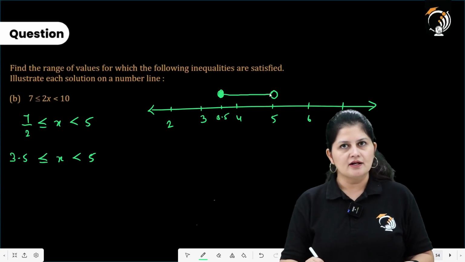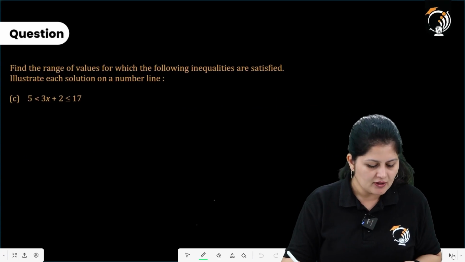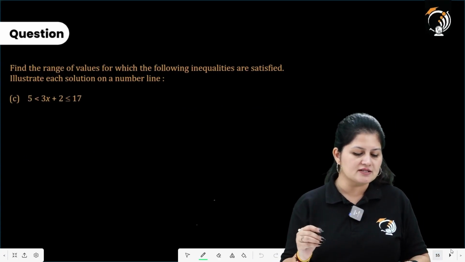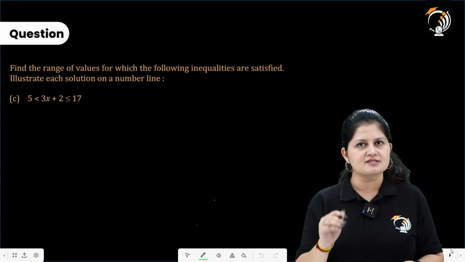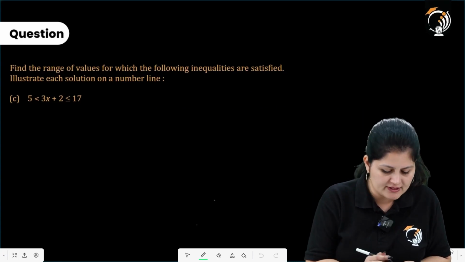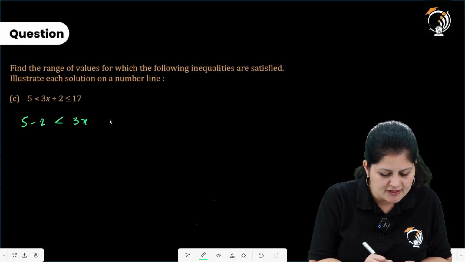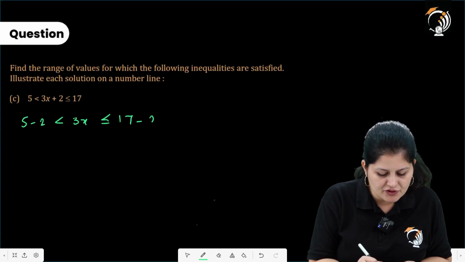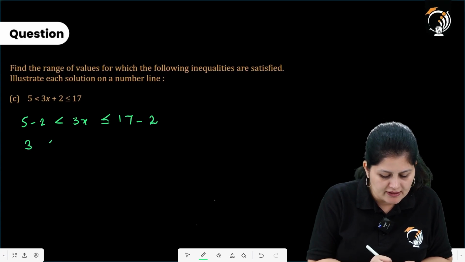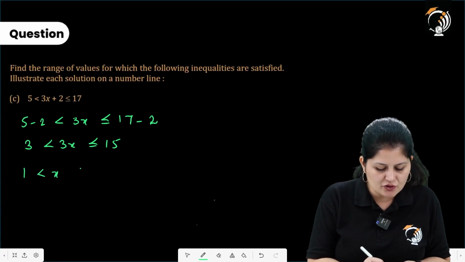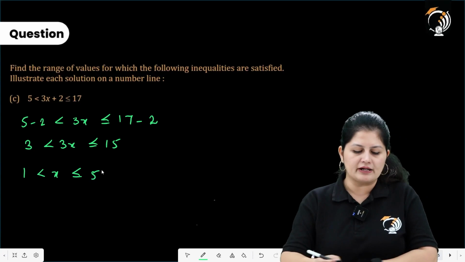Is that clear? Moving to the next question, which says we have 5 less than 3x plus 2 is less than or equal to 17. Firstly, let's subtract 2 on all the sides. So this is going to be 5 minus 2 is less than 3x is less than or equal to 17 minus 2. So this is 3 is less than 3x is less than or equal to 15. Now let's divide by 3 on all the sides, and this is what we are going to get as a result.